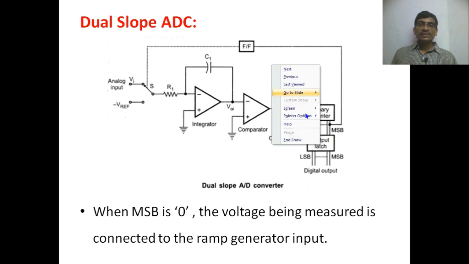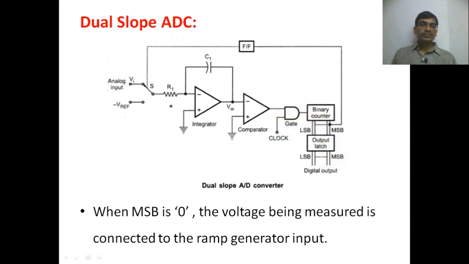So here, initially the count will be 0, MSB will be 0. Because MSB is equal to 0, the flip flop will switch the S position to Vi. Here the switch is at the analog input position. As we are assuming the analog input is positive, it will be given to the inverting integrator. Therefore the integrator output is a negative voltage, which is a negative going ramp. The V0 output will be given to the comparator.